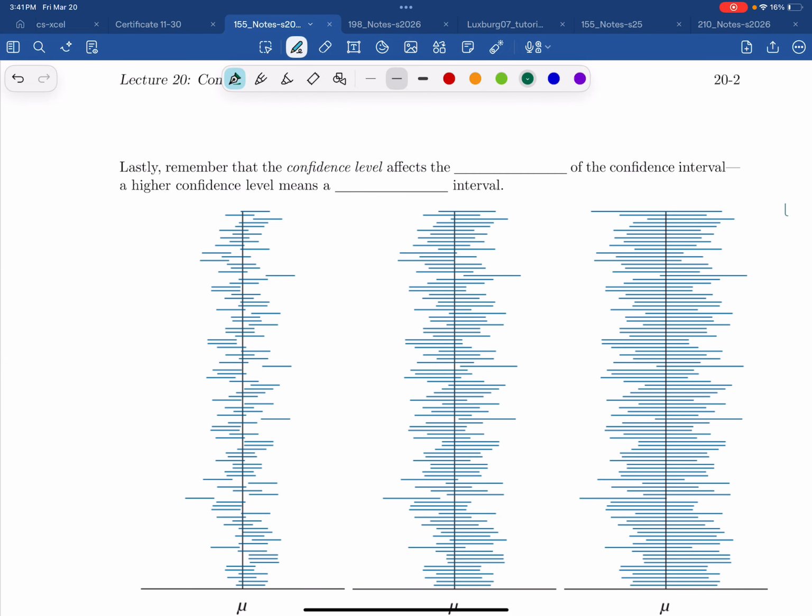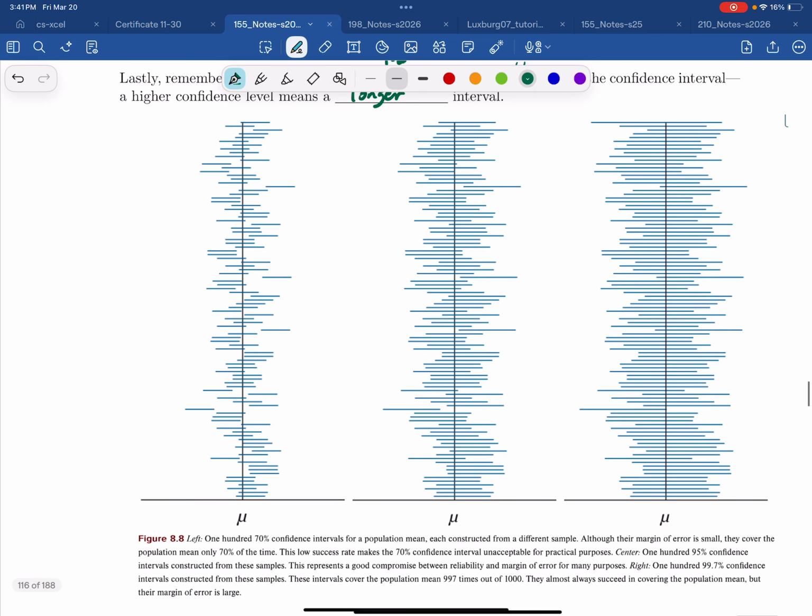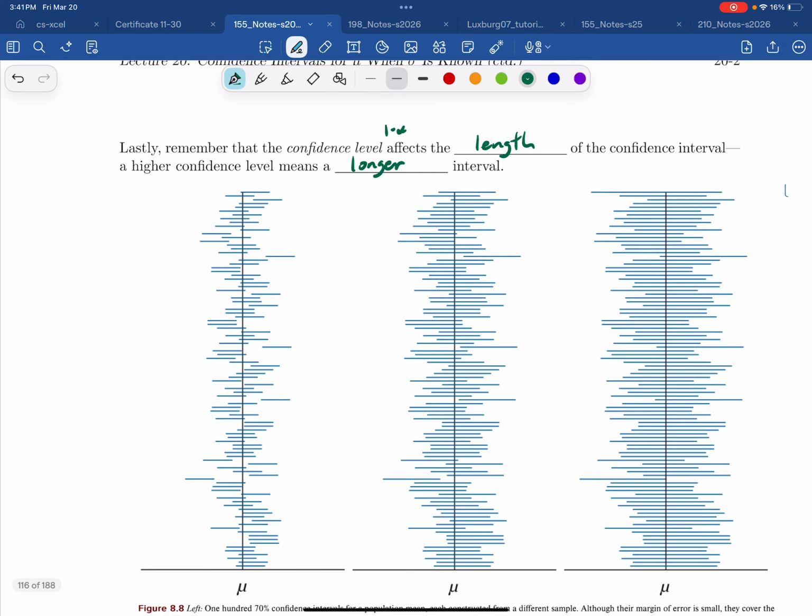Now, anyway, remember that the confidence level, which we call 1 minus alpha, affects the length of the confidence interval. A higher confidence level means a longer interval, right? Because a higher confidence level means that we are more certain that the true mean is within our interval. If we were to repeat this sample multiple times, over and over again, the higher our confidence level is, more and more of the time the true mean will be within our confidence interval.